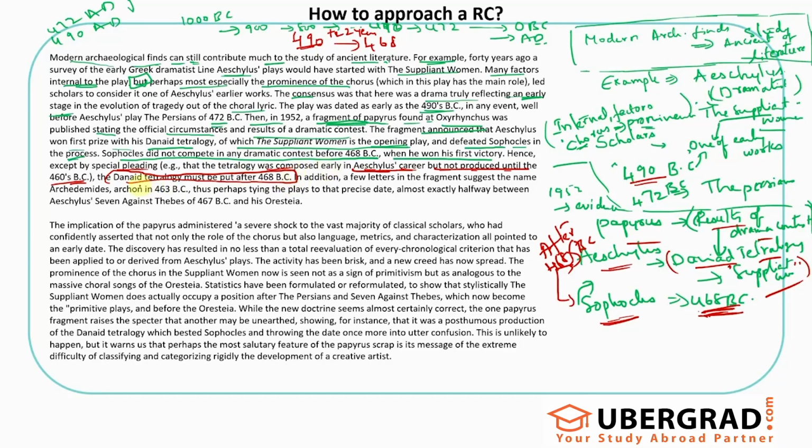Leaving that exception, the conclusion is that this must have been written after 468 BC. In addition, a few letters in the fragment suggest the name Archidamidas, Archon. So it's basically meaning a ruler, some local ruler. So in the same fragment they could see this name as well, who was a ruler in 463 BC.